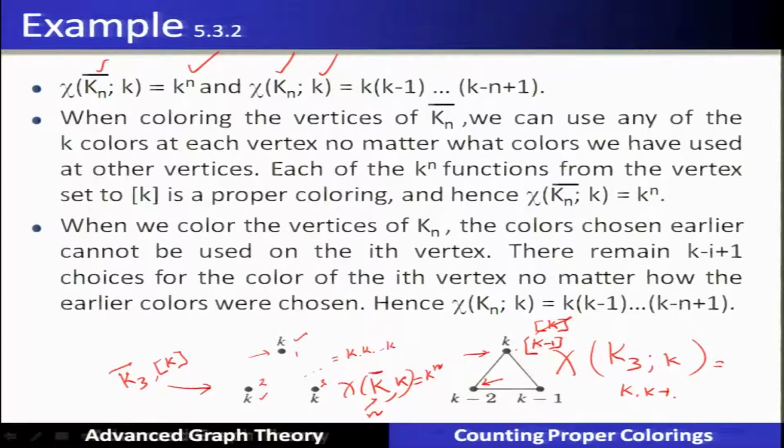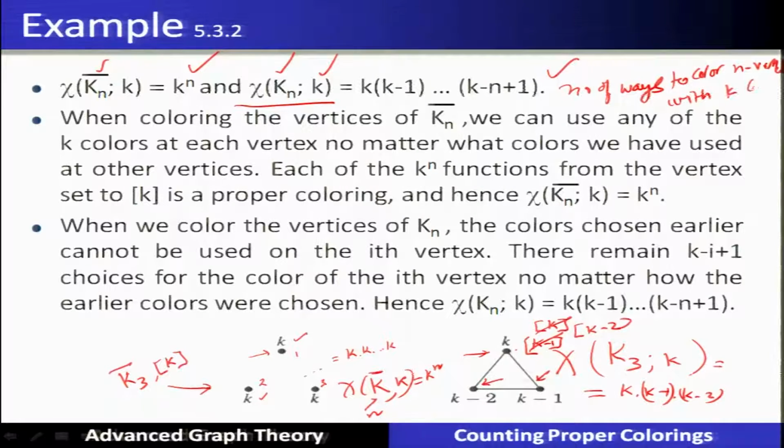Having used another color, the remaining colors will be k minus 2. So, the third vertex can be colored in k minus 2 different ways. Hence, the chi value is k times k minus 1 times k minus 2. If there are n nodes, the last factor will be k minus n plus 1. This gives the number of ways to color an n-vertex complete graph with k colors.